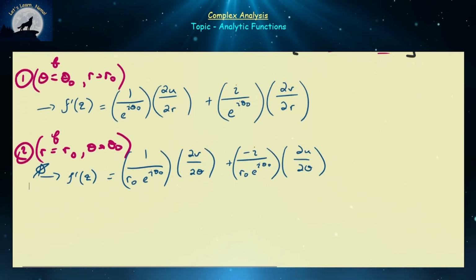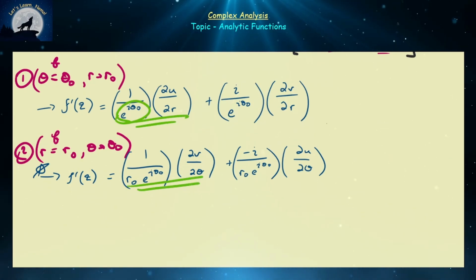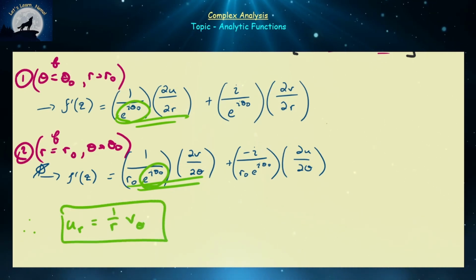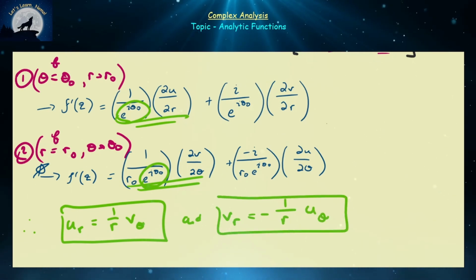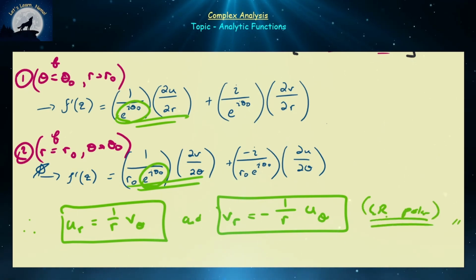But once we have these two expressions, then all we have to do is equate real and imaginary parts. So for example, this will be equal to this. Notice that both are going to have an e to the i theta naught, so that's not going to be important for us. So what we're going to have is u sub r will be equal to 1 over r times v sub theta. And then our second equation is going to be v sub r will be equal to minus 1 over r times u sub theta. And those are the Cauchy-Riemann equations in polar form.